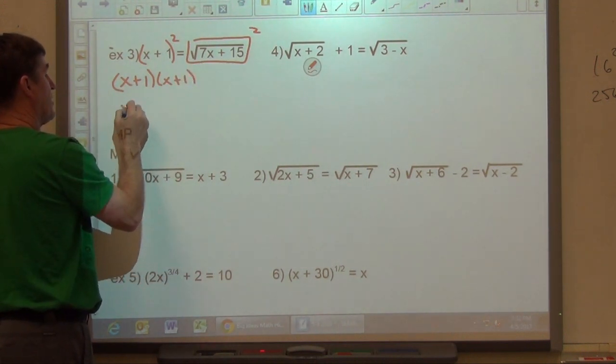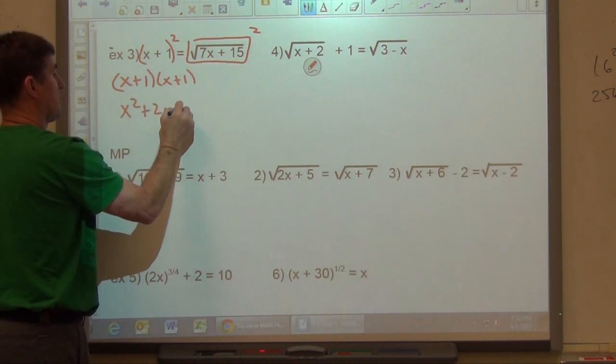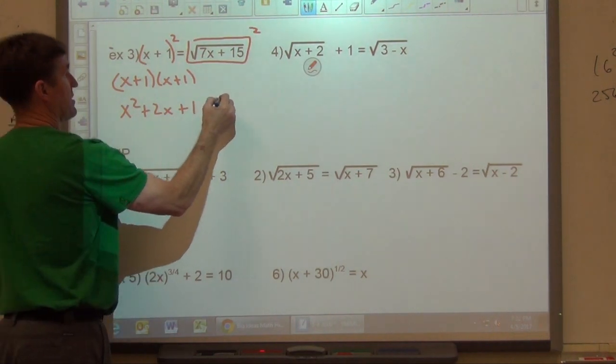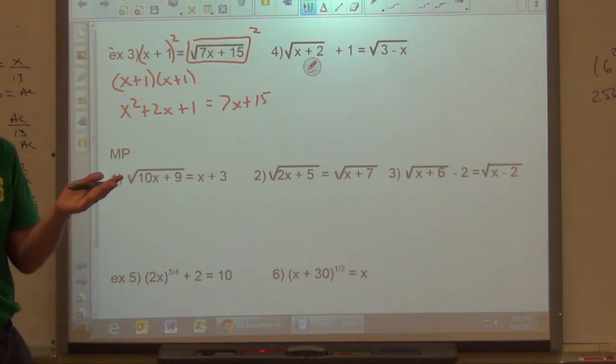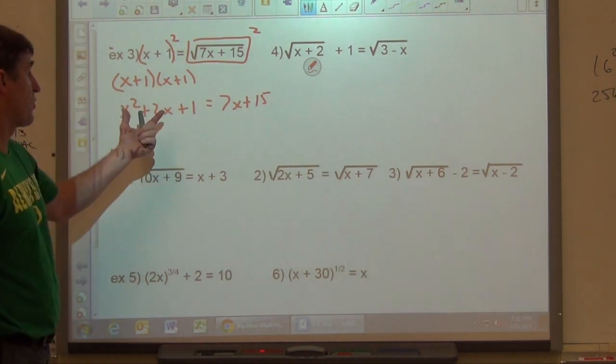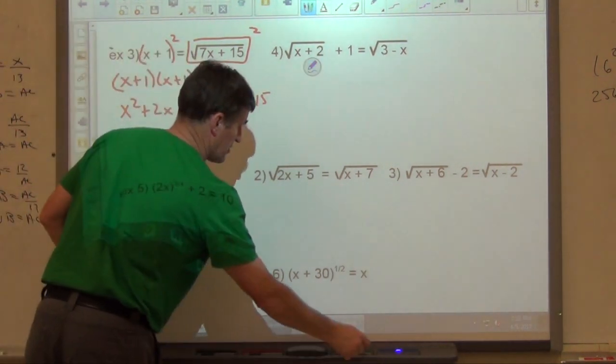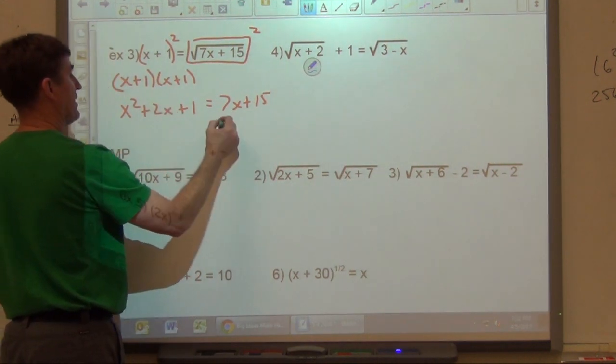And if you FOIL that, you get x squared plus 2x plus 1 equals 7x plus 15. So now there's a lot more work to do when we go to solve this. It's a quadratic, so to solve a quadratic, you set it equal to 0. So I'm going to move everything to that side.